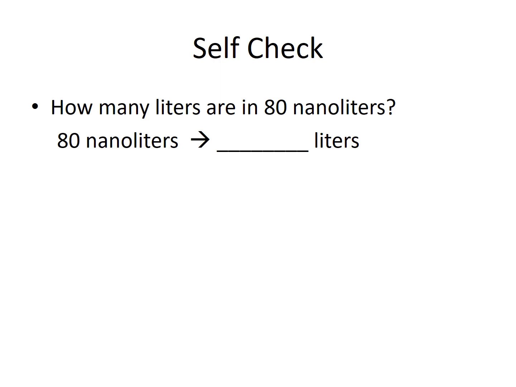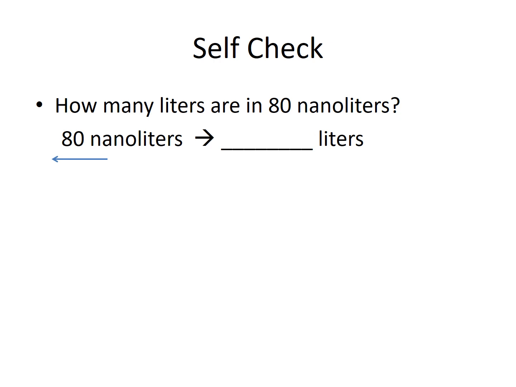How many liters are in 80 nanoliters? This involves going from a smaller unit, nanoliters, to a larger unit, liters. Refer to the metric ladder and see that you are moving the decimal place 9 places to the left.